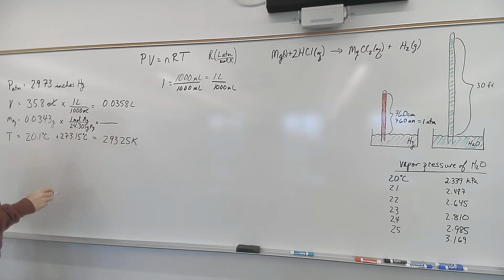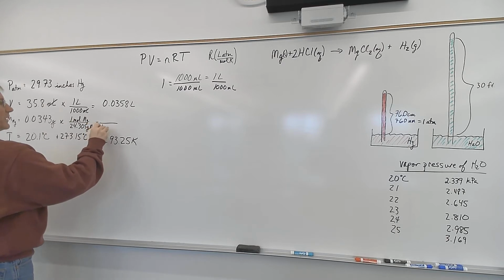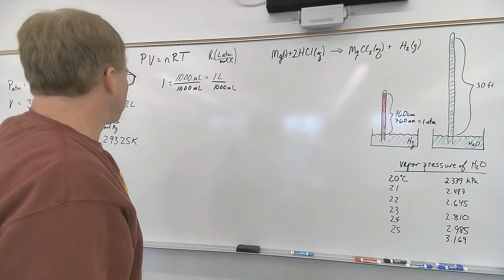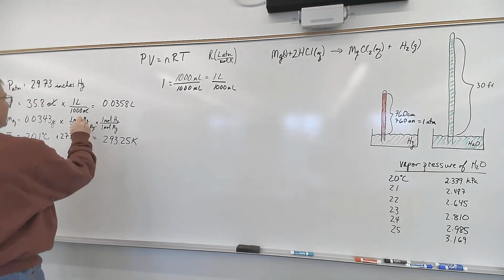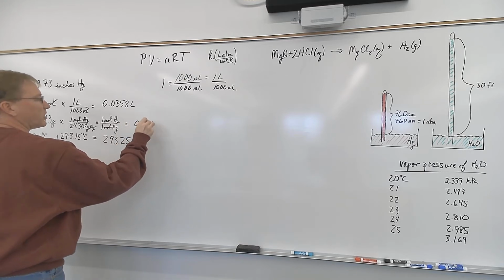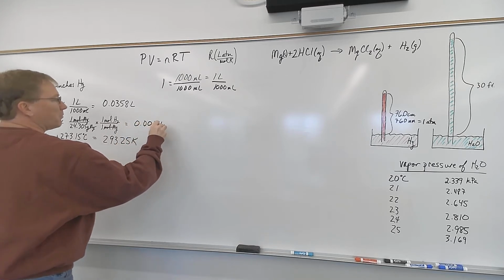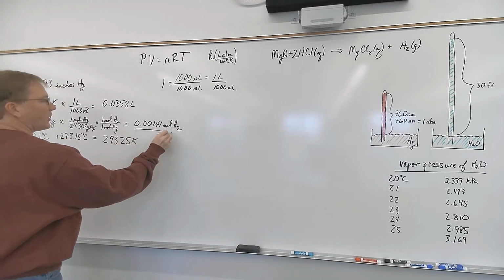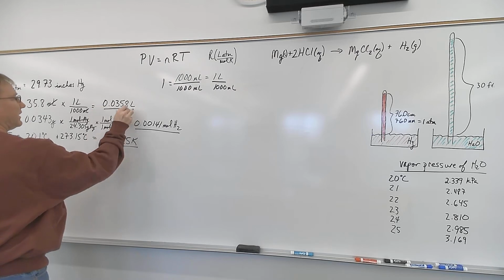And so now I've got moles of magnesium. Grams of magnesium are canceling out, and I've got moles of magnesium. I need to cancel out the moles of magnesium, so I'll put moles of magnesium on the bottom. I want moles of hydrogen on the top, and my balanced chemical equation says that 1 mole gives me 1 mole. When I do this calculation, the moles of magnesium cancel out, and I get 0.00141 moles of hydrogen.